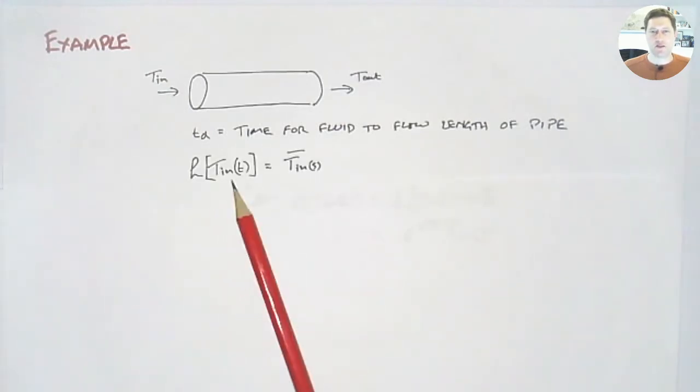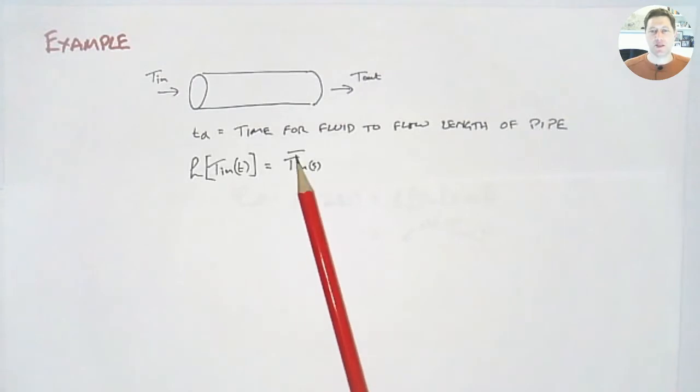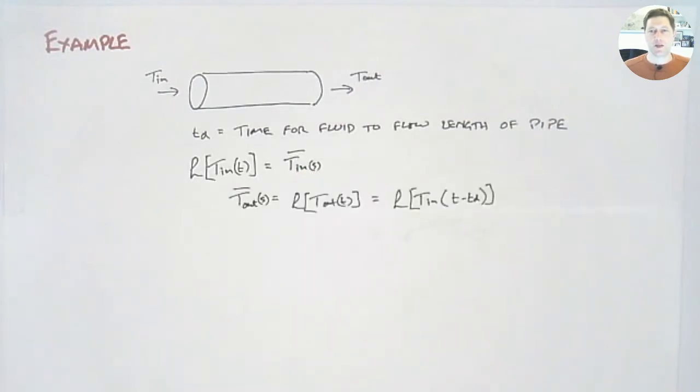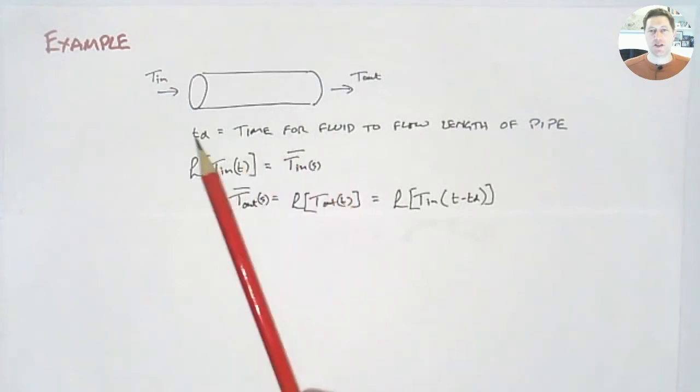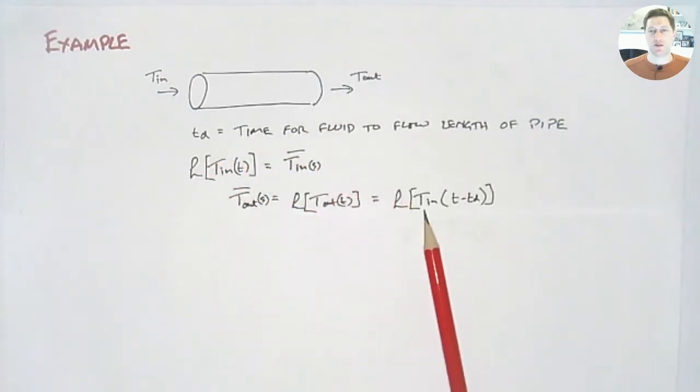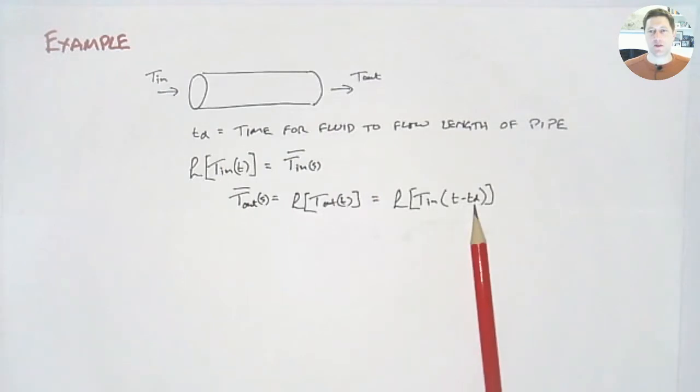Okay, so the Laplace transform of T in is going to be T bar in of s. And we'd like to know the Laplace transform of what's coming out. So the Laplace transform of T out, so that's T bar out of s, is going to be equal to the Laplace transform of T in with the delayed time shift. Nothing's changing as it flows down the pipe, it just takes a time Td to get from one end to the other. So whatever goes in is going to come out after a time delay of Td.